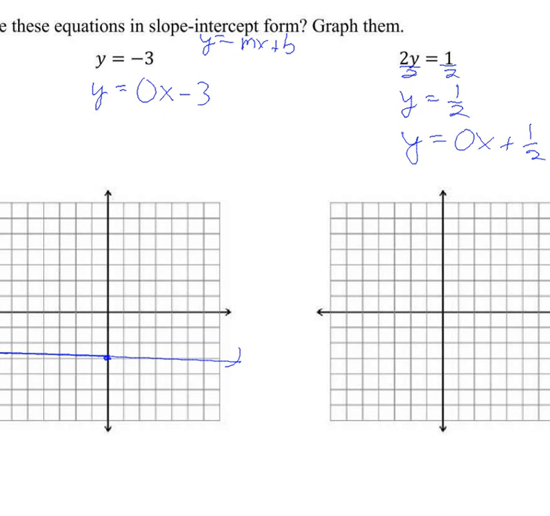Okay? We have the number, we don't have the x. So we go to 1/2 on our y-axis, which is right there. And what kind of line will we draw? Another horizontal line. So make sure you're careful. If you don't see the x, then what you have is a horizontal line that goes through that number that you're seeing. In this case, 1/2. In the first case, -3.